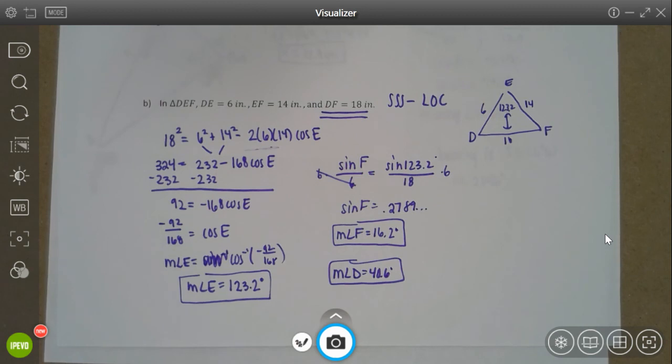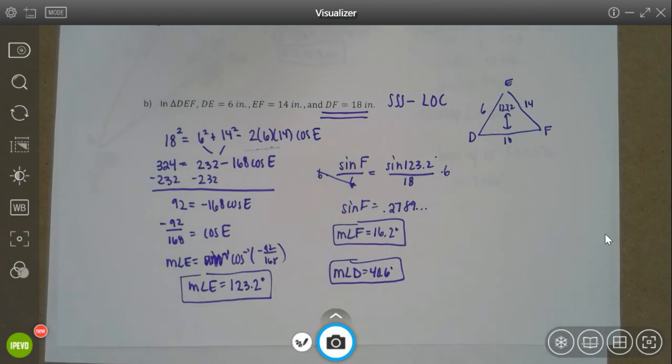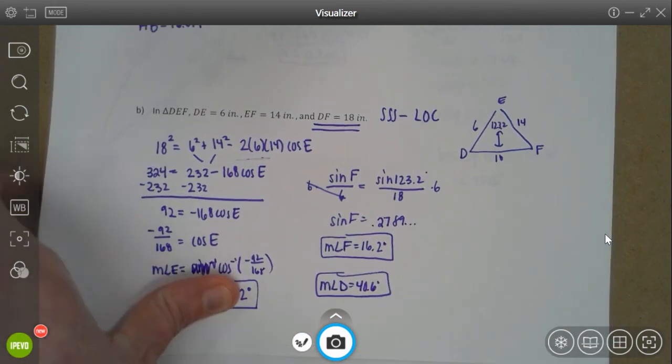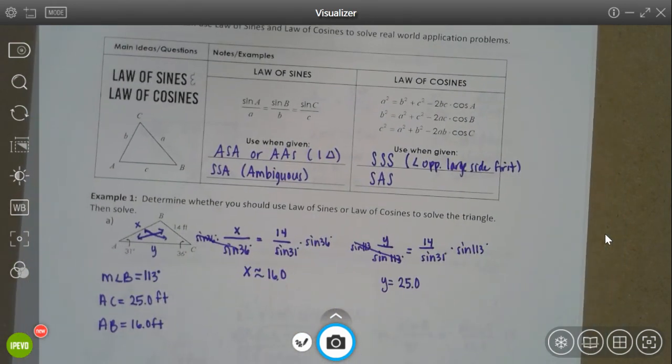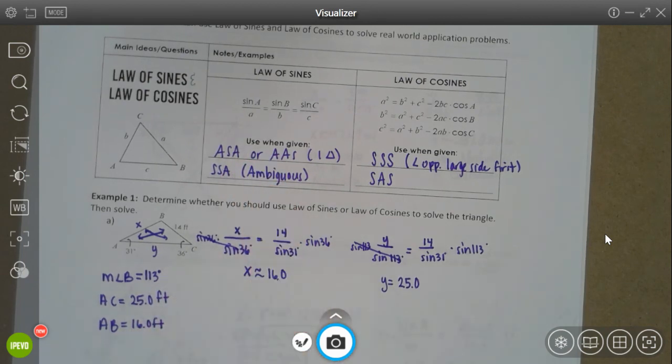So when you're working through these problems, that's what you want to do. Figure out whether we're using law of sines or law of cosines. If we don't have an angle opposite side pair, we're going to use law of cosines. And if we do have an angle opposite side pair, we're going to use our law of sines. And we just have to be careful and make sure we don't get trapped with that ambiguous case.